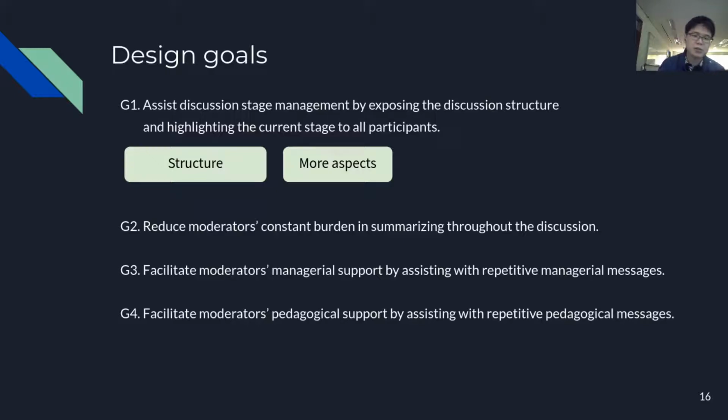Based on our observation, we extracted the design goals. G1: assist discussion stage management by exposing the discussion structure and highlighting the current stage to all participants. In the formative study, giving structure seemed helpful for considering various aspects, and participants generally followed it.